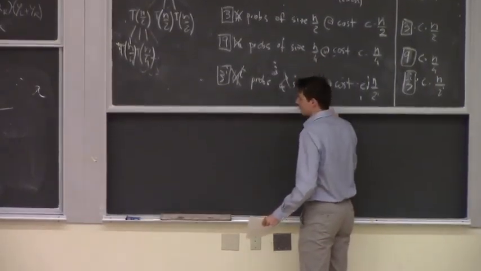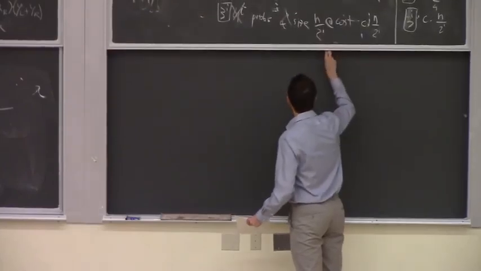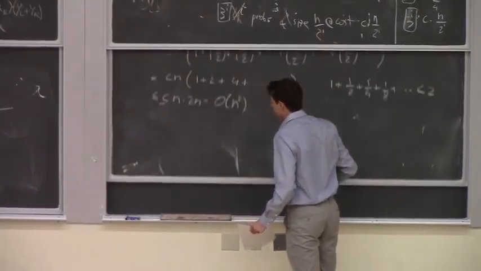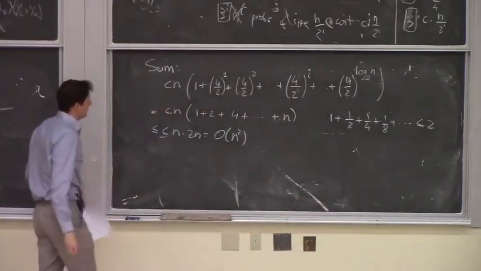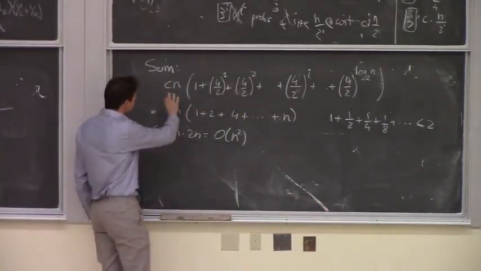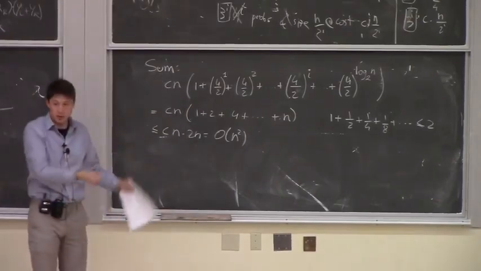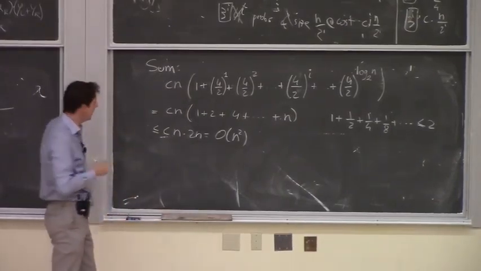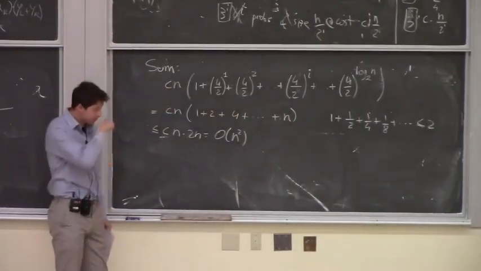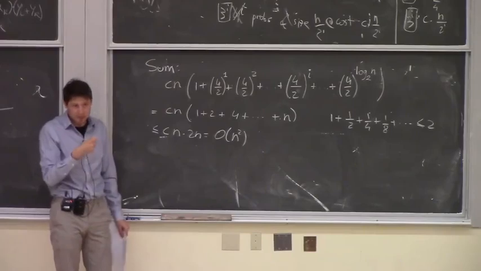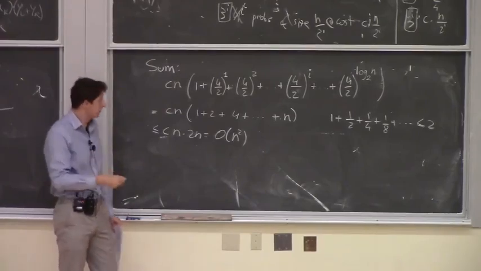And now let's see what happens when we sum up things here. So Cn is still common to everything, so we can still pull it out. And we're left with some geometric series, except that now the value in the geometric series has changed.